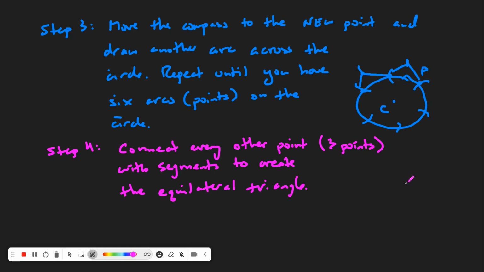So again, if I take my picture, here's my center C. I have arc, arc, arc, arc, arc, and arc. I'm going to connect every other one. So let's start here. I'm going to connect it to here, then connect it to here and back to the original. That triangle is going to be my equilateral triangle, and I'm done with the construction. Okay, so I'm going to show you quickly how to do it in Delta Math, because that's where we're going to do it.